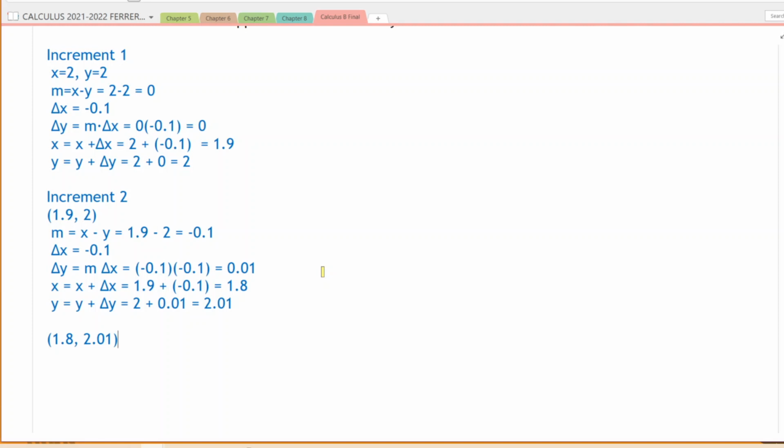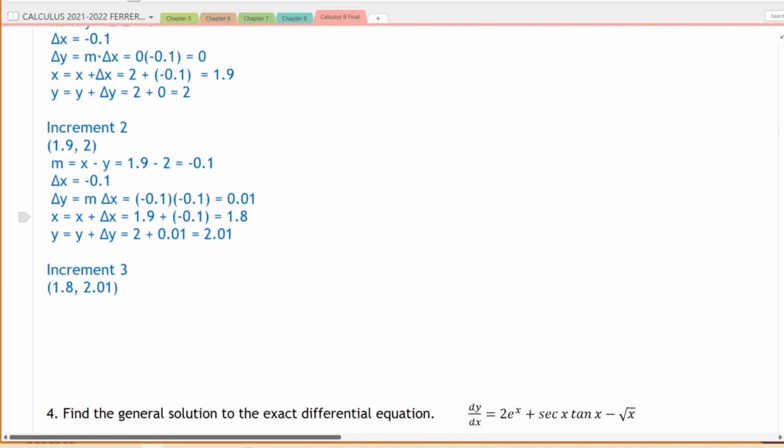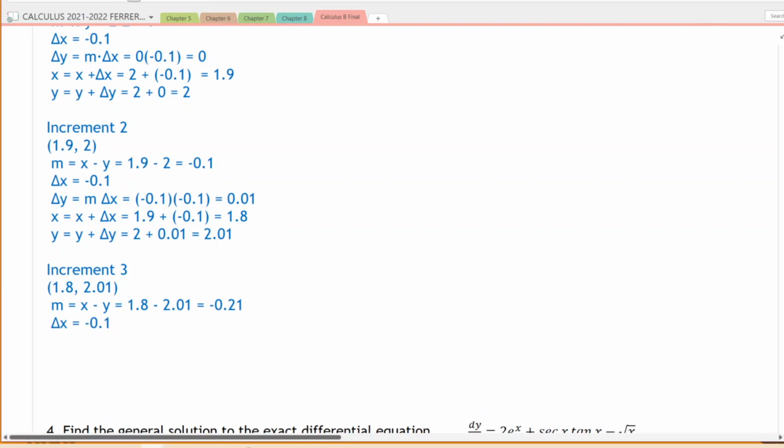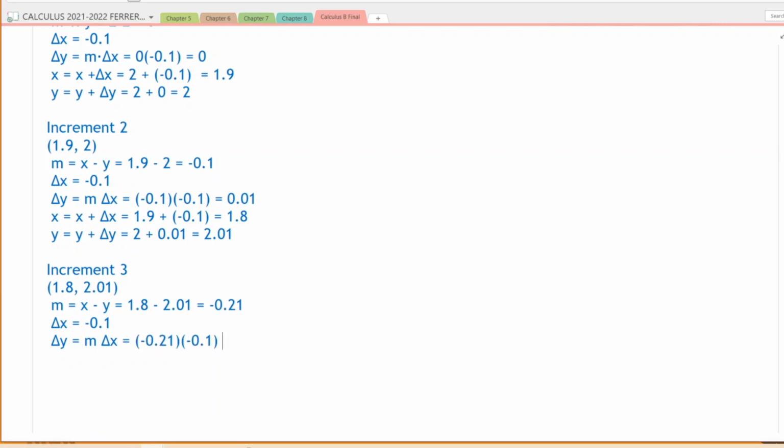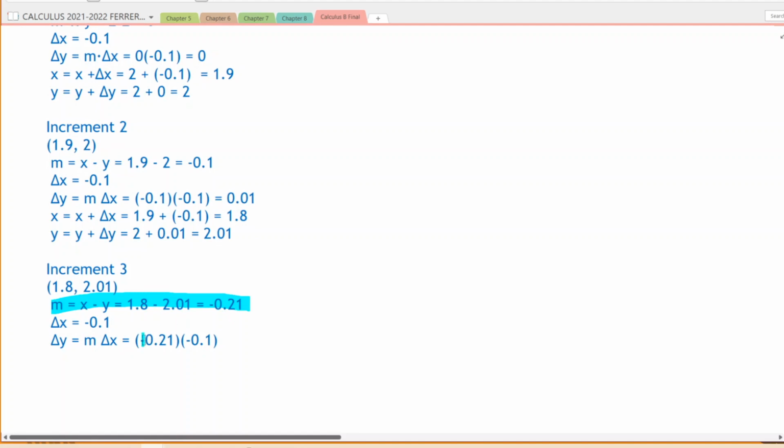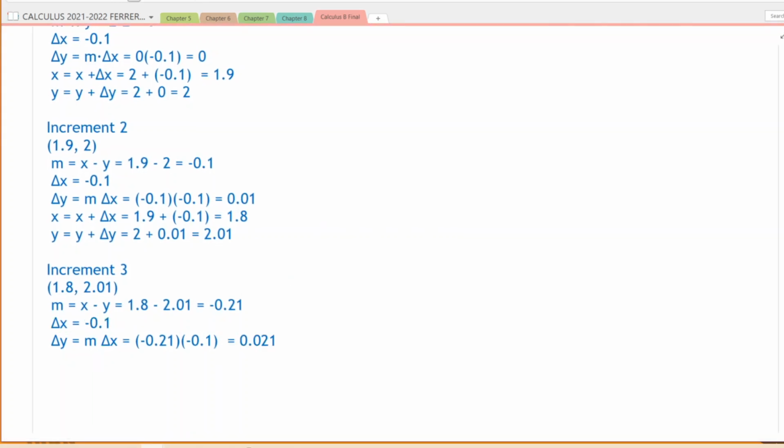And that gives me the coordinate 1.8 and 2.01. Since I want to estimate 1.7, I'm not quite there yet, so I need to do another increment. We'll do the entire thing all over again, starting with m. That's equal to x minus y. My x coordinate is 1.8. My y coordinate is 2.01. That gives me a slope of negative 0.21. Delta x is still negative 0.1. Delta y is always m multiplied by delta x. In our case, my m is negative 0.21, and my delta x is equal to negative 0.1. This gives me a delta y of 0.021.